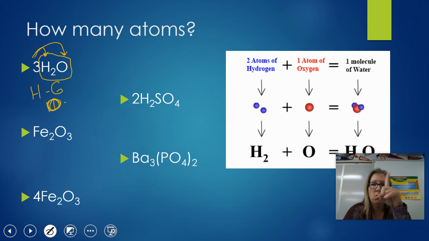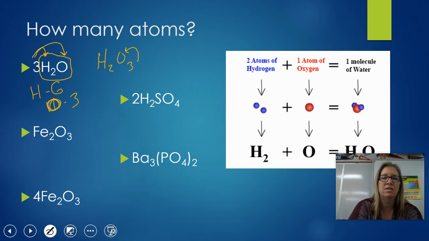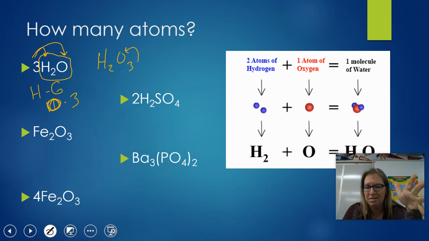Now we know that there's only 1 oxygen, and there's an imaginary subscript of 1. We don't have to write that. So it's like 3 times 1. So that tells me that I have 3 oxygen. Now, if I wrote it like this, okay, that means that subscript would only apply to the oxygen, not the entire compound. And that would be something totally different. I'm not even sure that exists. That would tell me that I had a compound with 2 hydrogen and 3 oxygen, which is not water, okay?